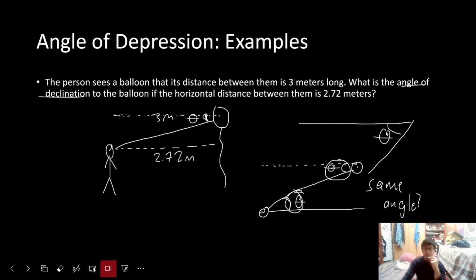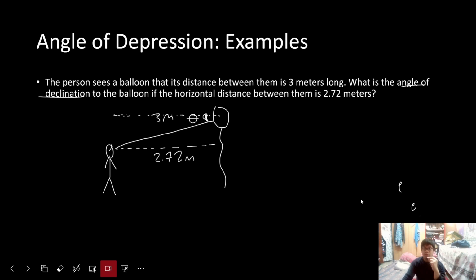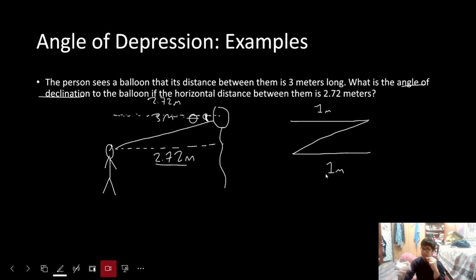Now that we're going to solve this problem, we're going to get this right triangle here. We have a horizontal line, and if you want to know the distance, it's 2.72 meters as well. Recall that if you have this line and you draw a horizontal line of the same length, for example 1 meter, and you draw a line parallel to it, then it's also 1 meter. So here we will have 2.72 meters.